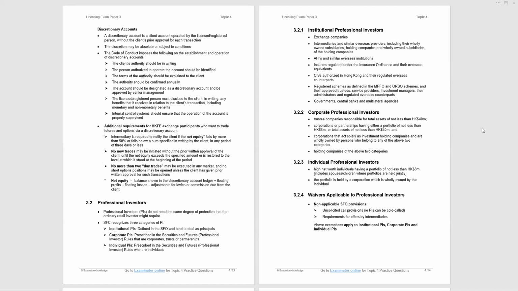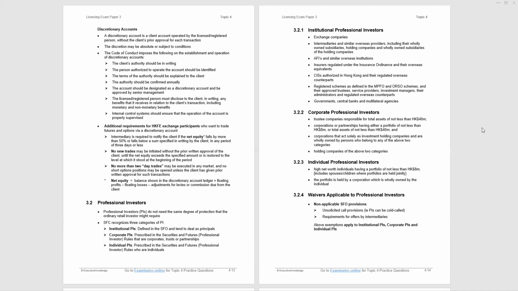Now, they used to examine the fact that corporate professional investors are not stipulated in the Securities and Futures Ordinance, but I haven't seen questions like that for a long, long time. But I'm just pointing out the SFO gives us institutional professional investors, and the rules give us corporate professional investors, the definition, and individual professional investors, the definition.